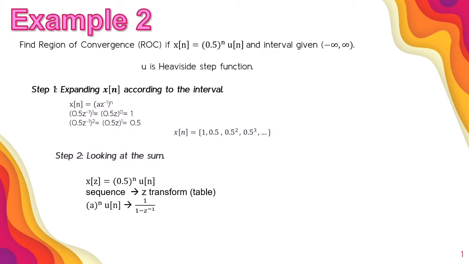Next is step 2, looking at the sum. In this step, we have to convert signal x(n) to Z transform X(z). Use the table of common Z transform pairs. In the table, a to the power of n u(n) equals 1 over 1 minus a z to the power of negative 1.